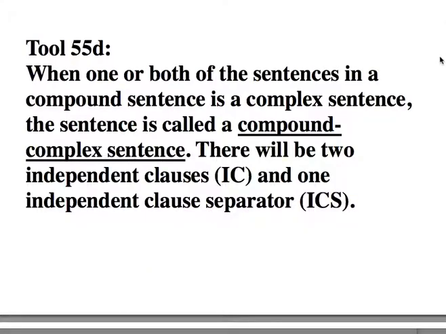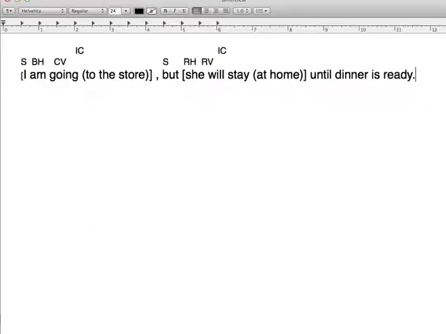When one or both of the sentences in a compound sentence is a complex sentence, the sentence is called a compound complex sentence. There will be two independent clauses and one independent clause separator. So a compound complex sentence is, just remember, two independent clauses, two ICs, and one ICS, and at least one dependent clause, or DC. Let's see this one in action.